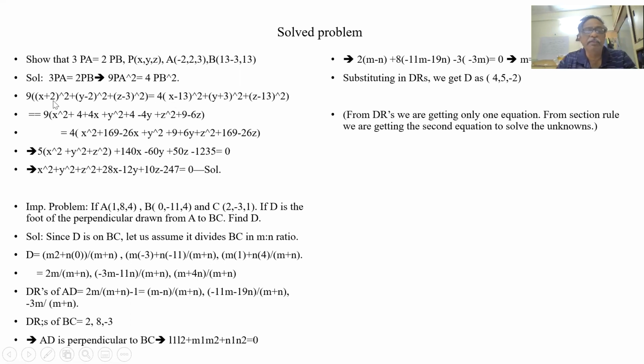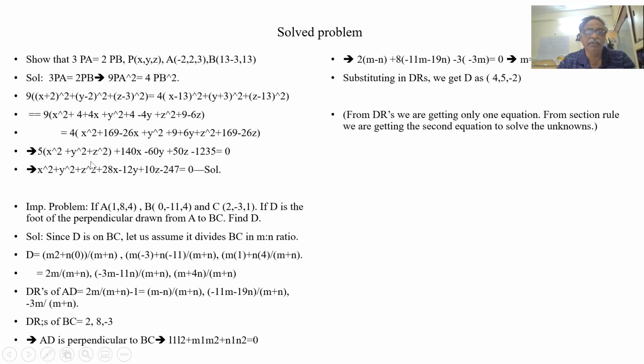You see here, if I put x plus 2 or 2 minus x, both are same. Because it is square, I can use any point as second. So minus minus also becomes plus, minus square. So that is why I'm putting x1 minus x2. Okay. So this is my equation. 9PA square is 4PB square.